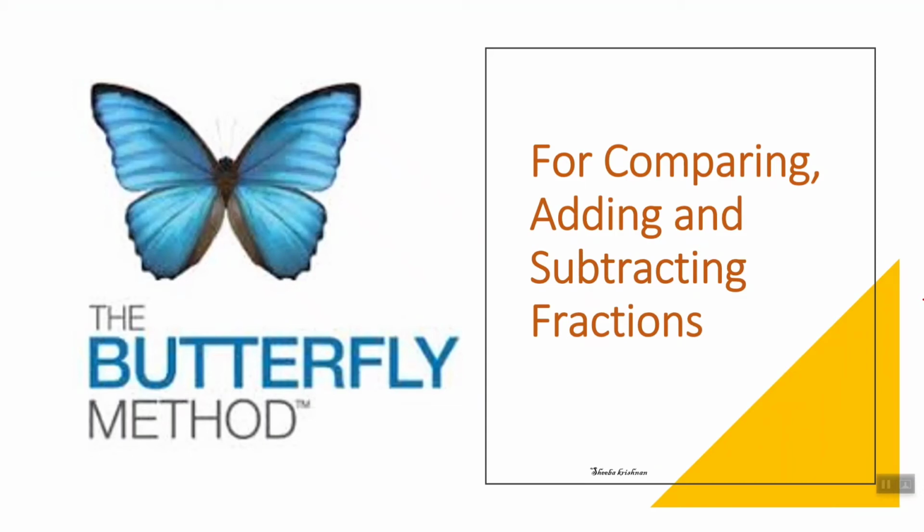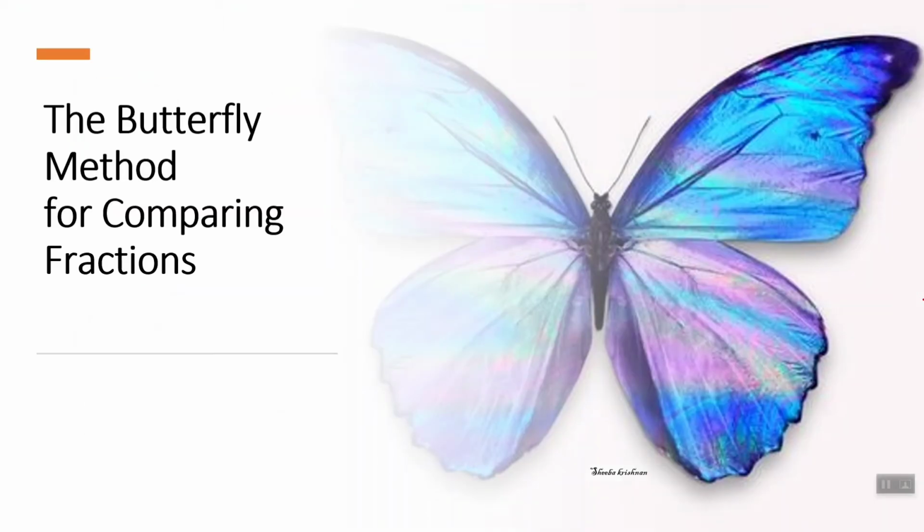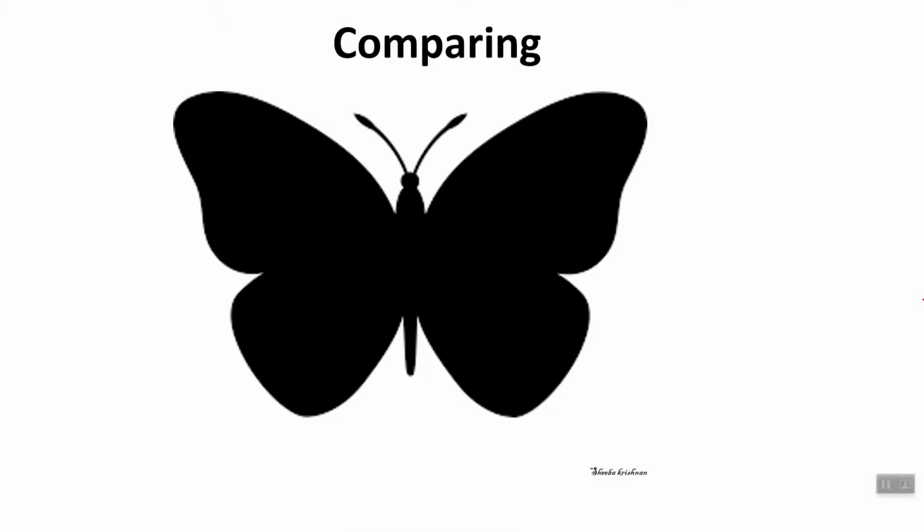The butterfly method for comparing, adding and subtracting fractions. First we will learn how to compare fractions in this method. Let us take two fractions, 2 by 3 and 3 by 4. We have to compare 2 by 3 and 3 by 4. So in the butterfly method, first we will multiply 2 and 4.